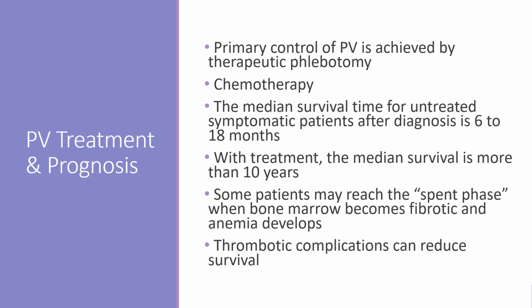Now, we may treat polycythemia vera with chemotherapy to knock down that proliferation. The median survival time, if a patient is untreated and symptomatic, after diagnosis is only about 6 to 18 months. But with treatment, the median survival is more than 10 years. So that's a pretty huge difference.